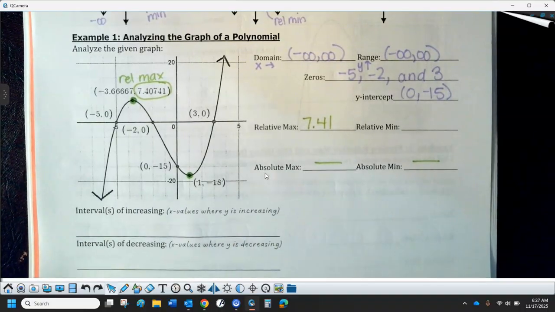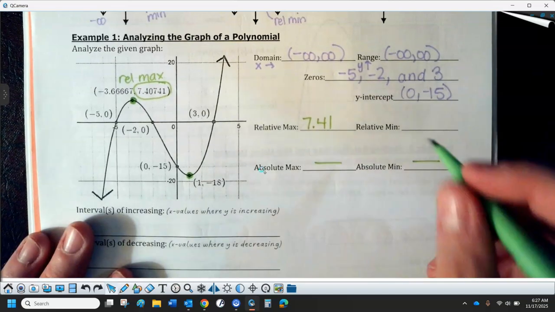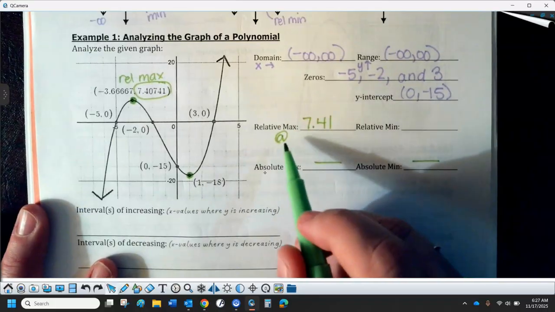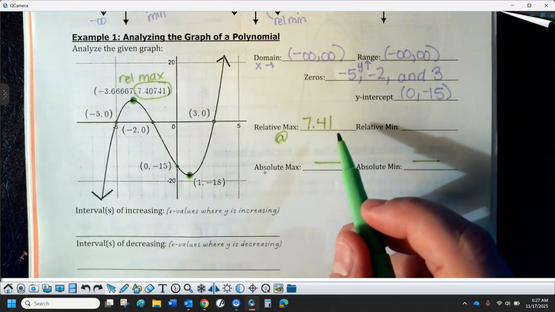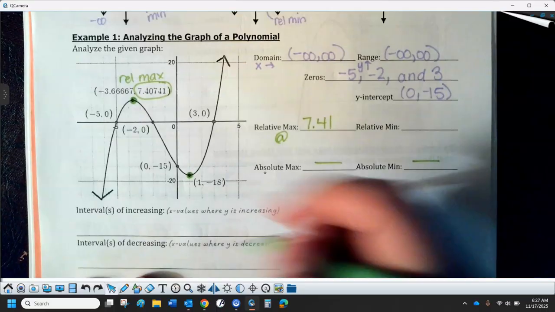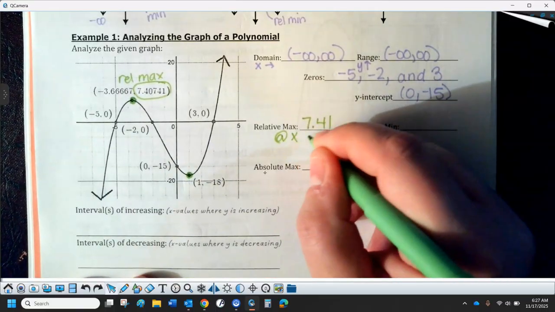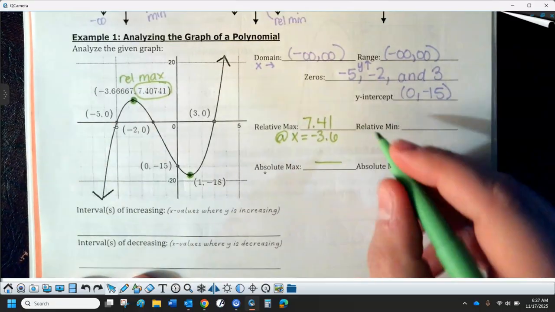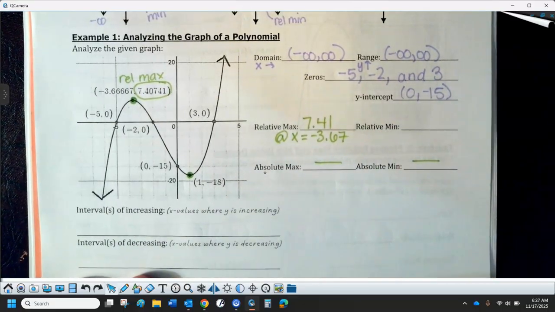I got these graphs off Desmos and it rounds it out to 5 decimal places. So let's just go 2. And you can, but you don't have to. I'm going to say the relative maximum. The maximum is actually the y-coordinate, but you can say where it occurs. So I'm going to say that occurs at x equals negative, let's go ahead and round that, 3.67.